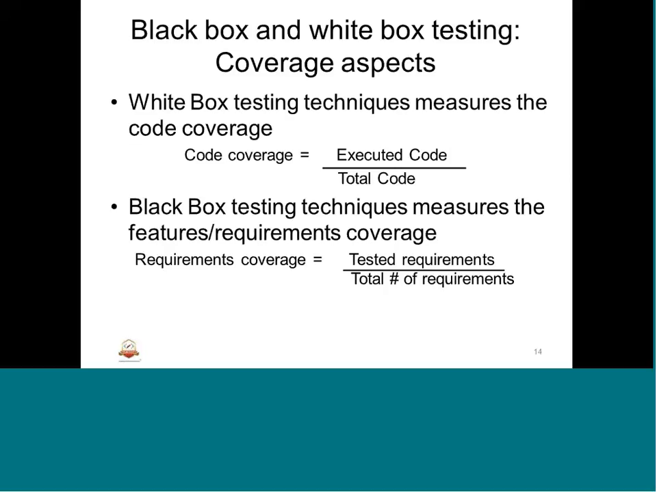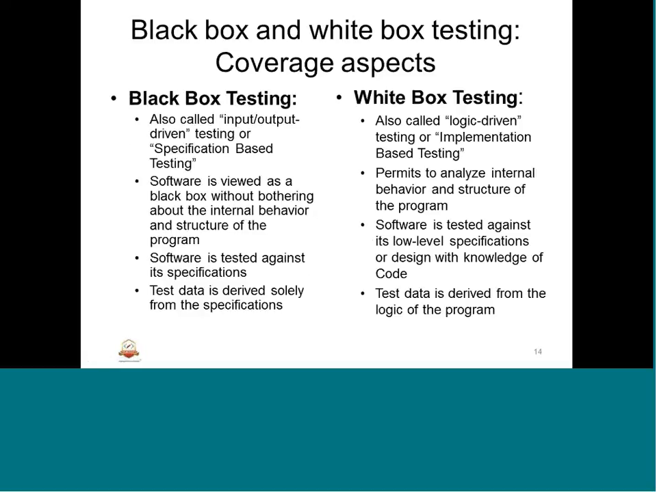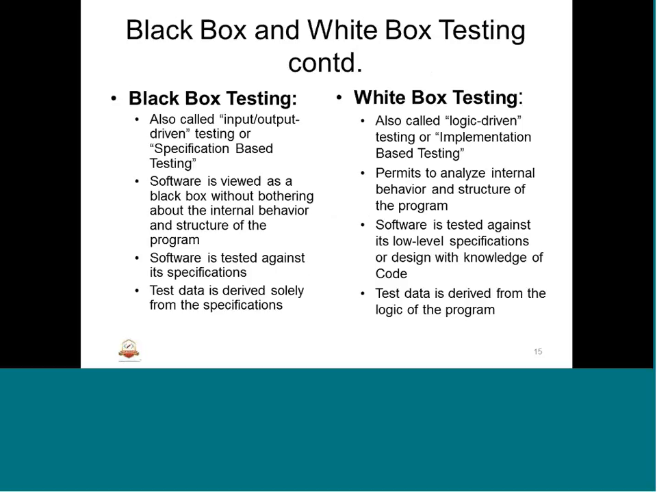And coming to coverage, we had seen the formula for how they do code coverage. Total code and the executed code, both of them are used in coming up with the percentage we have covered. It is simple: executed code divided by total code, in terms of percentage, gives the code coverage. This is for white box. Similarly for black box, we measure the coverage in terms of requirements. The number of requirements that we tested against the total number of requirements gives you the coverage in terms of percentage. And also we outlined the difference between black box testing and white box testing.